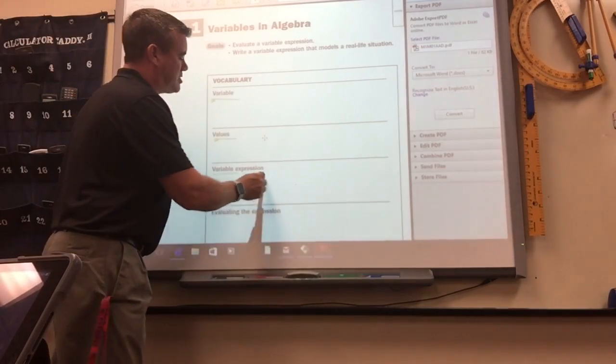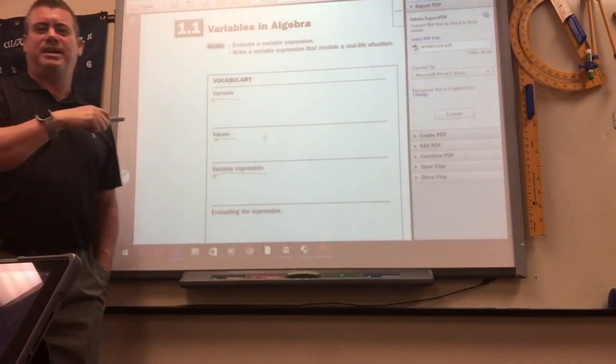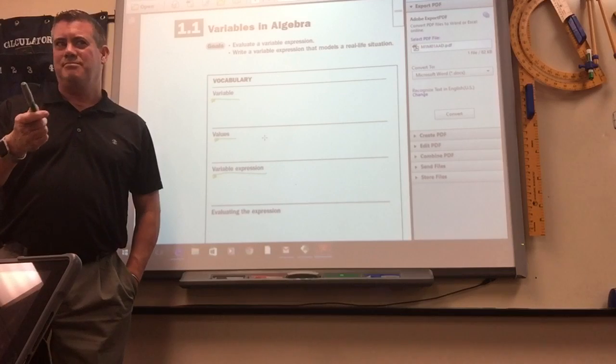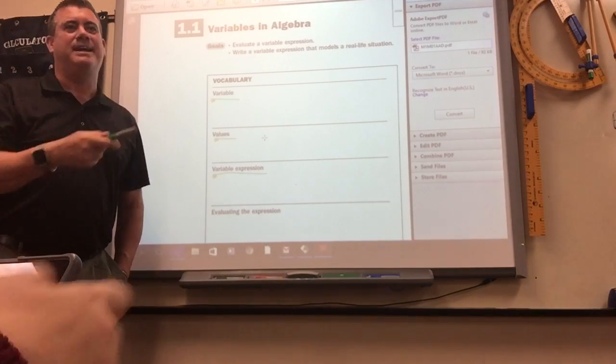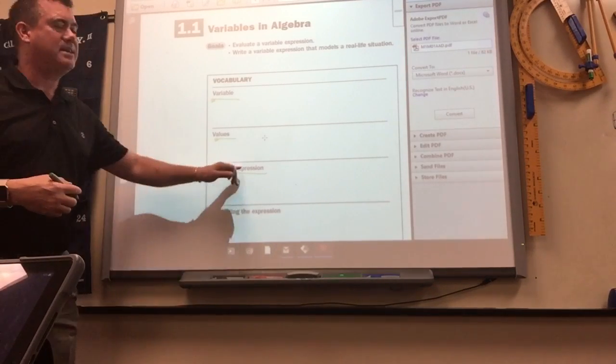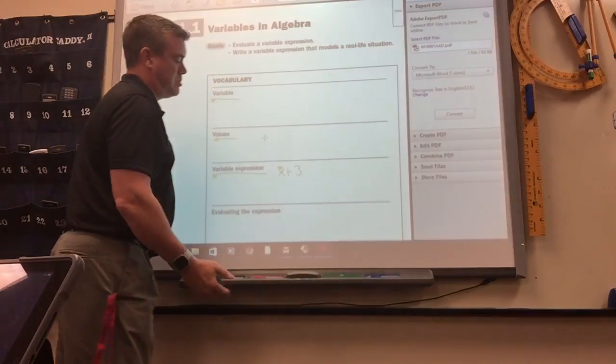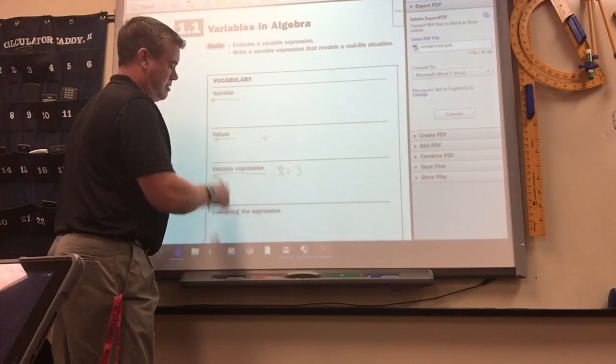A variable expression. Do you remember from what they said on the video, what's the difference between an expression and an equation? Equation, you can find the answer, it's got an equal. Expression has no equal sign. So like x plus 3 is an expression.